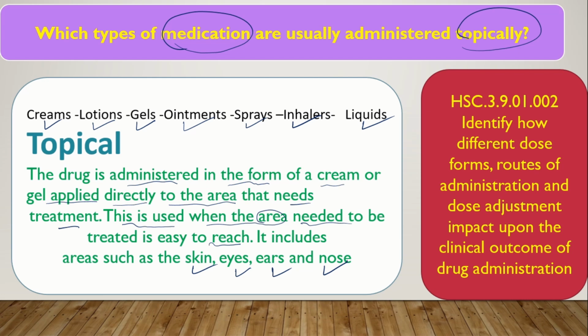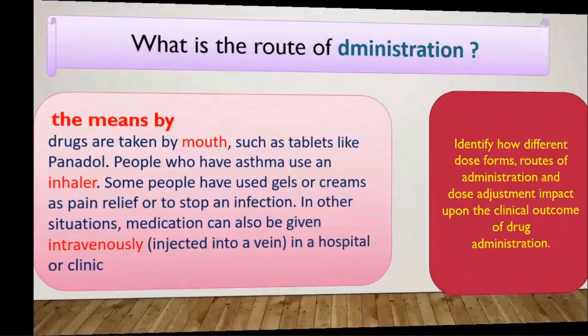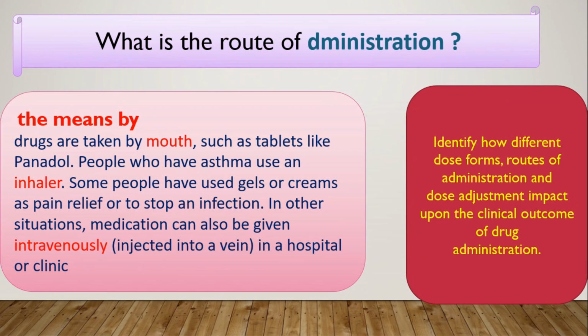The criteria for this question: identify how different dose forms, routes of administration, and dosage adjustment impact upon the clinical outcomes of drug administration. The next question is, what is the route of administration? The route of administration means how drugs are taken, by mouth.